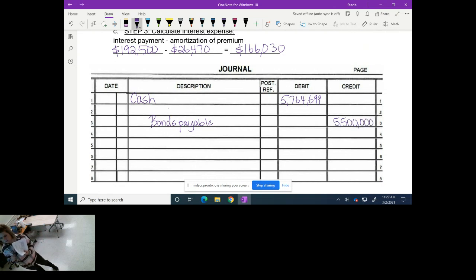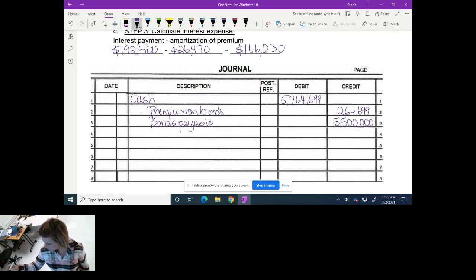It's always going to be the face amount. So you got this difference. You know you got more money than you have to pay back. So you know you got a premium on bonds payable. Okay. So there's the bond issuance.